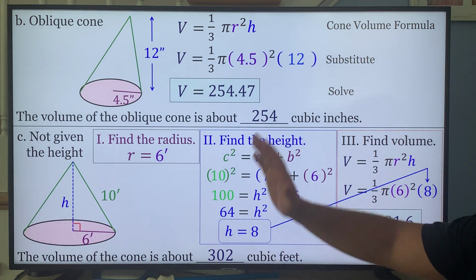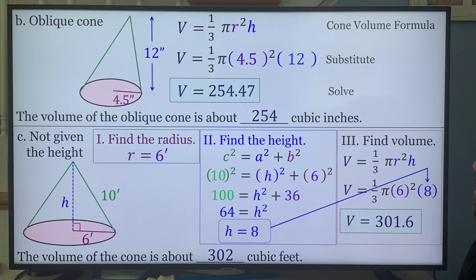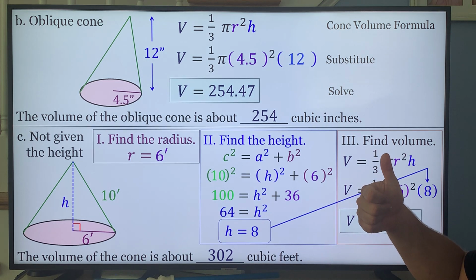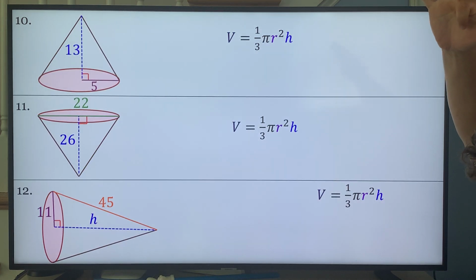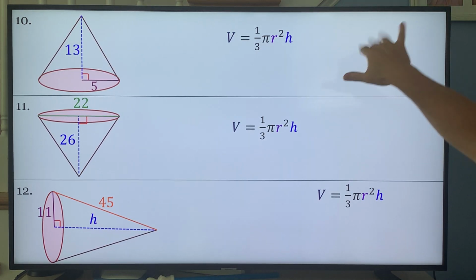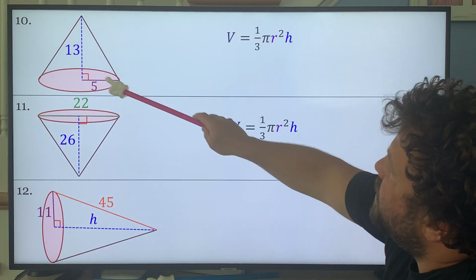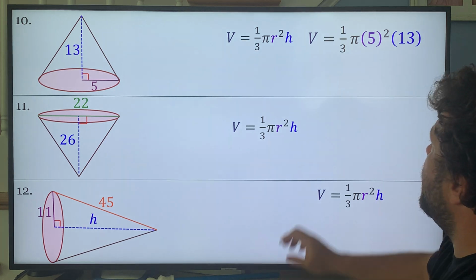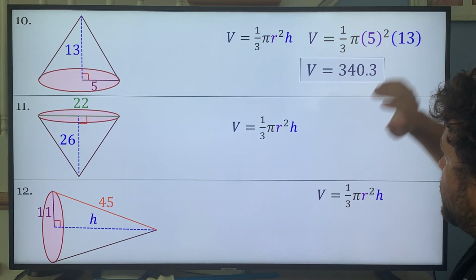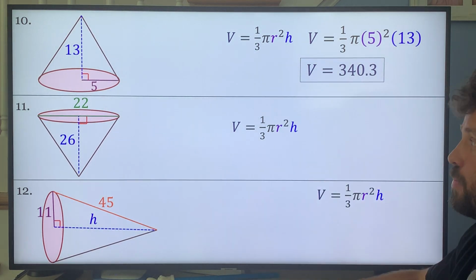All right? Take your time. Got it? 3 problems. Go. Use your formulas in case you need them. Radius, height. 1/3 pi, 5 squared times 13, 340.3. It's like a plug and play, as they say.